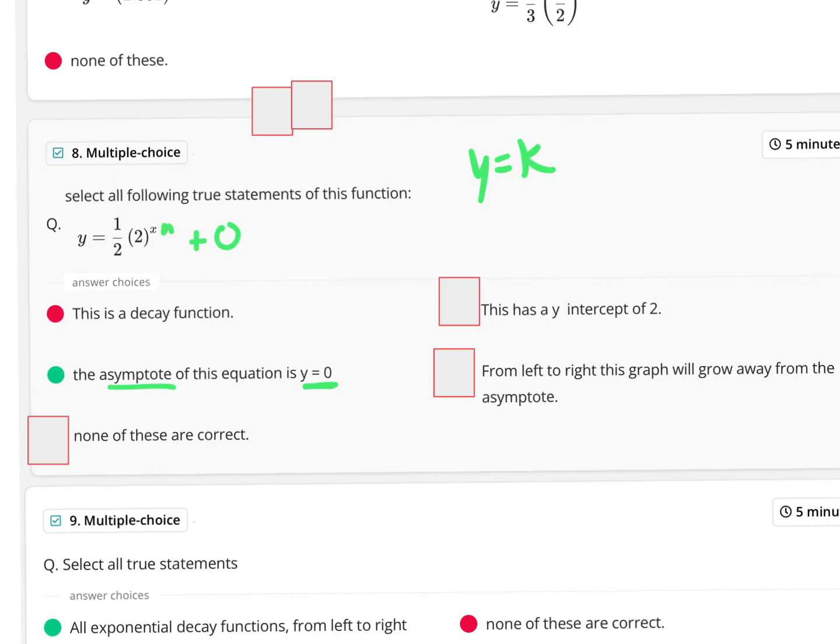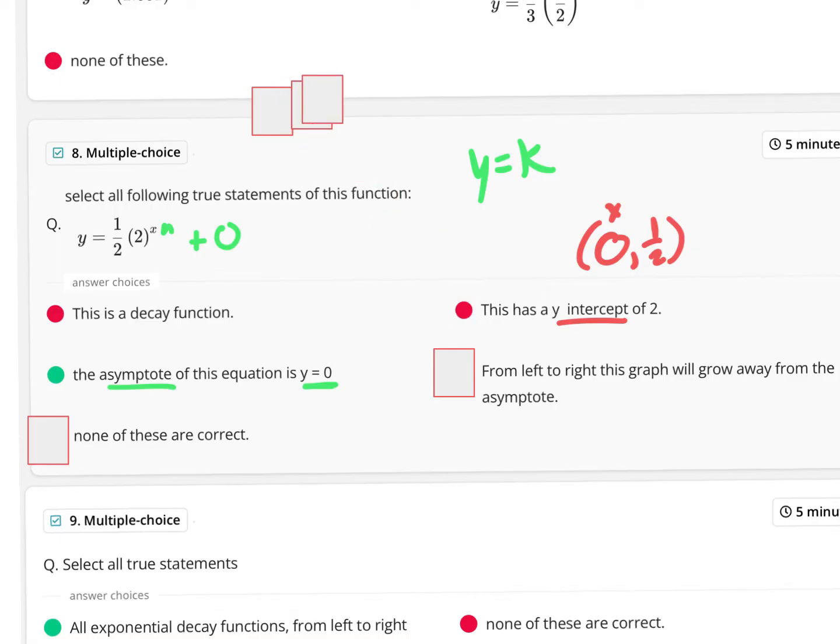What else? It says this has a y-intercept of 2. Well, in Algebra 1, we learned to find the y-intercept, you set x equal to 0 and solve. So if you put a 0 up here, okay, that'll be 2 to the 0, which is 1. And then 1 times 1/2, that would be 1/2. So the y-intercept, when you plug in 0 for x, you get a 1/2 out for y. So this is definitely not the y-intercept of 2. It has the y-intercept of 1/2. So this is false.